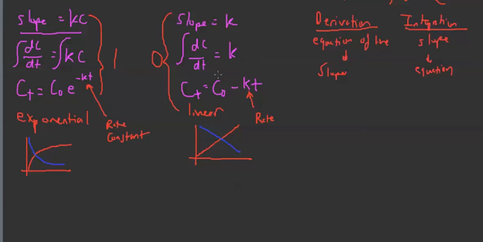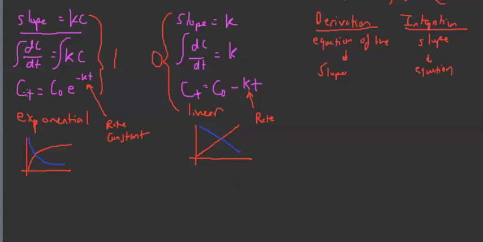Okay, so that's pretty cool, right? What we did was we just took the equation, we took the slope of the line, and we integrated to find the actual equation of the line. We took the slope of zero order, which is k, and we back integrated, and we found the actual equation of the line, right?